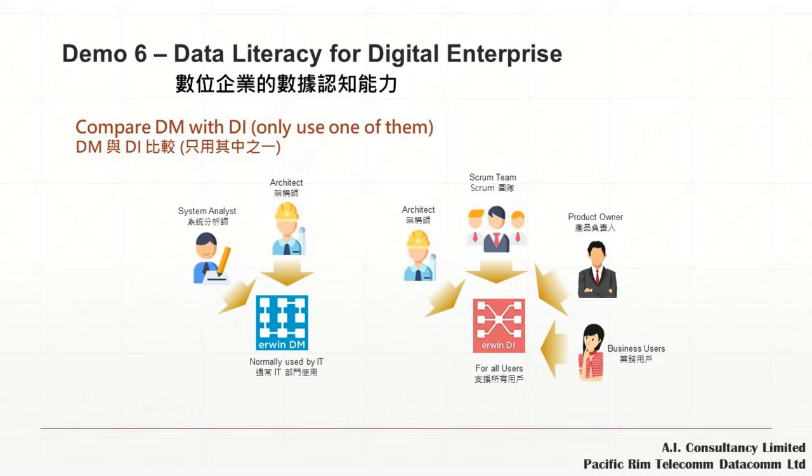You have seen how both Erwin DI and DM can support Agile project iterative cycles. Compared with DM, which is normally used by architects and IT departments, DI suite is a platform for all IT and non-IT users to share and collaborate with all data-related configurations and knowledge, including metadata, business glossaries, reference data, and their lineage. Such data literacy is critical to facilitate Agile Scrum teams to work autonomously in an Agile manner in order to support a digital enterprise.